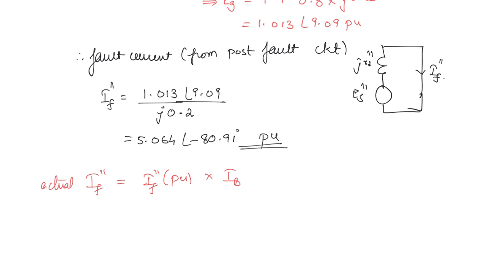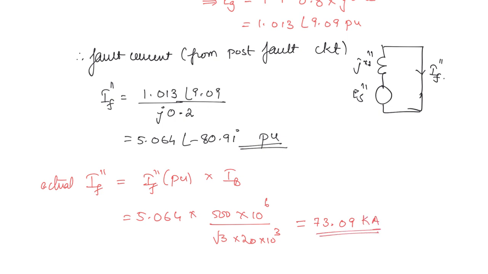So this is going to be 5.064 into 500 into 10 to the power 6 divided by root 3 into 20 into 10 cube. If you calculate, you are going to get 73.09 kilo amperes. So this will be the fault current.